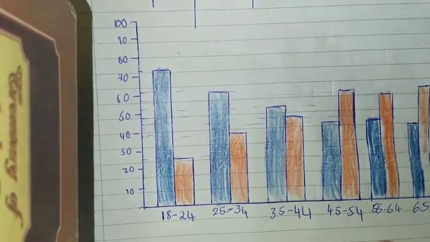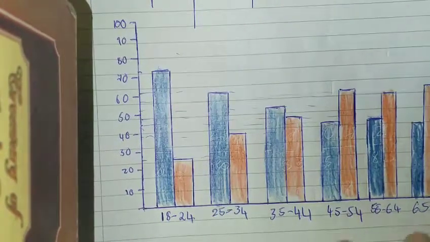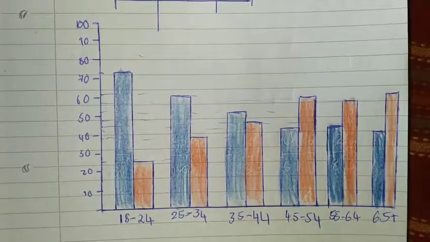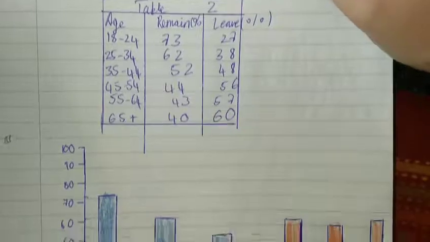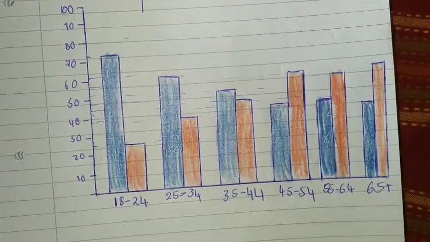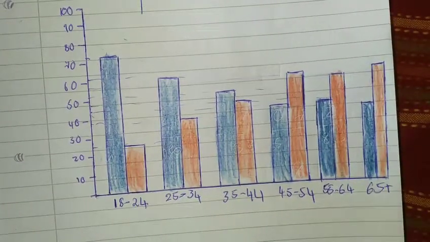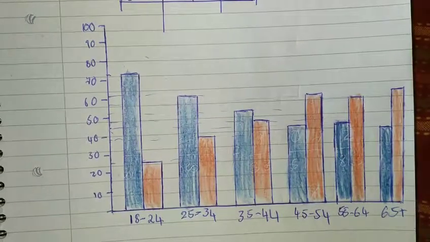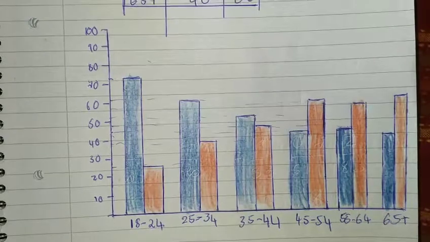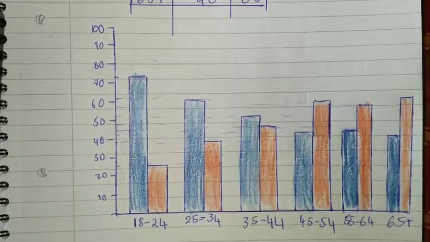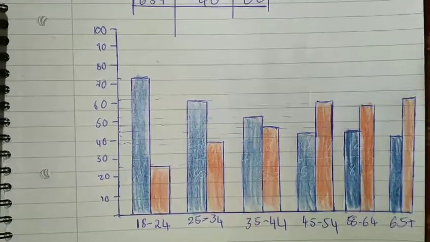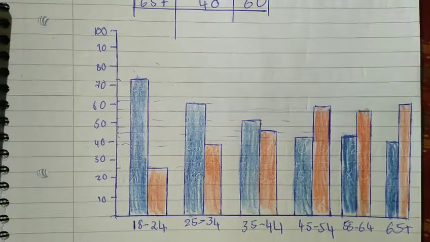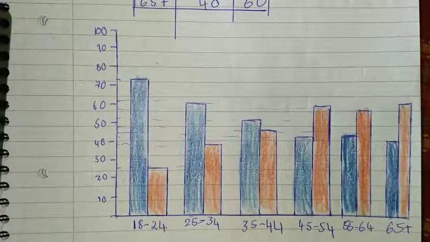So I just had to do my bars a bit smaller at the end because I was running out of space. But this is my bar chart, which represents the above table 2. And then we are asked to find the mean of the remain values given in table 2 and find the mean of the leave values given in table 2. Give your answers as a percentage correct to 2 decimal places.